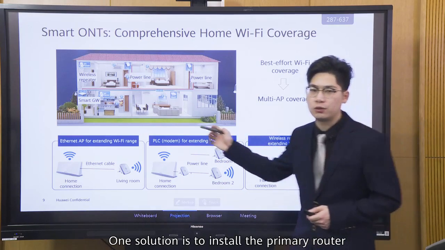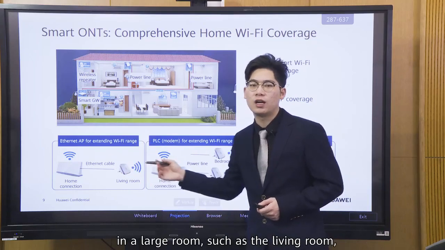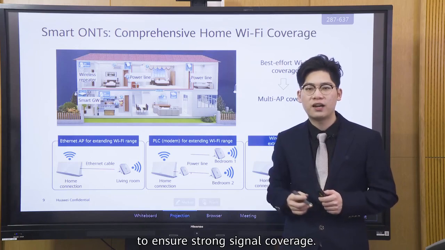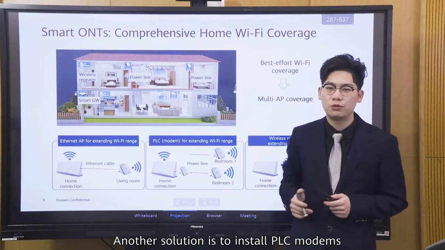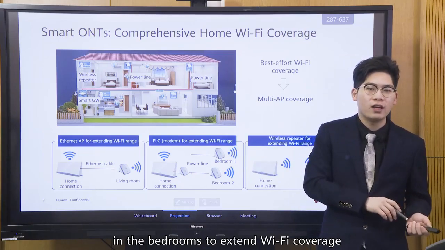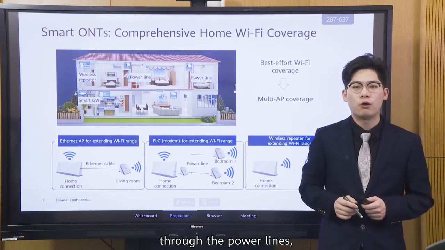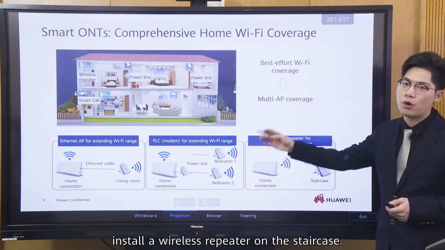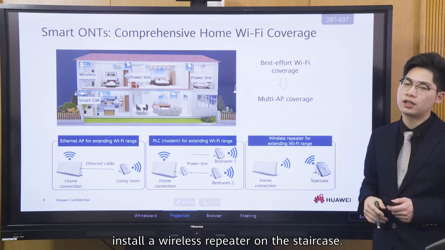One solution is to install the primary router in a large room, such as the living room, to ensure strong signal coverage. Another solution is to install PLC modems in the bedrooms to extend Wi-Fi coverage through the power lines, while a third solution is to install a wireless repeater on the staircase.